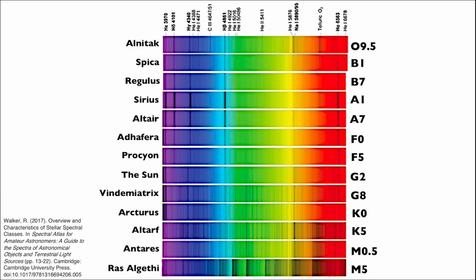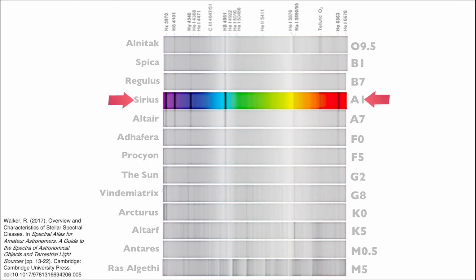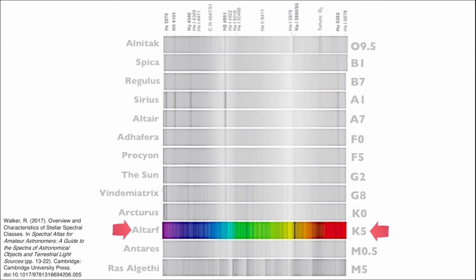Notice, for example, that the star Sirius of spectral type A1 has the strongest Balmer lines of all the spectra that we can see here. Altarf, the brightest star in the constellation Cancer, on the other hand, has a strong spectral line in the yellow region of the visible spectrum due to a large presence of sodium in the star's atmosphere.